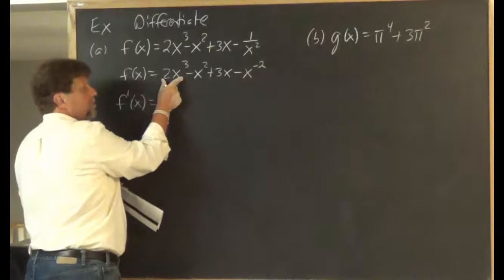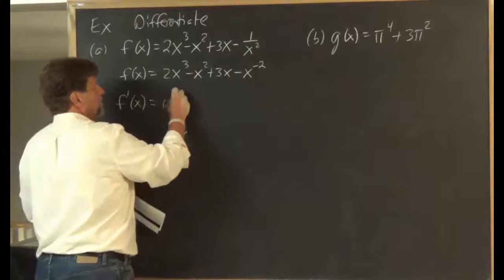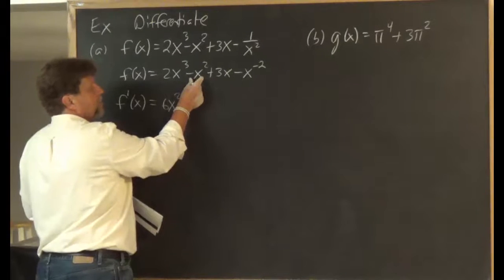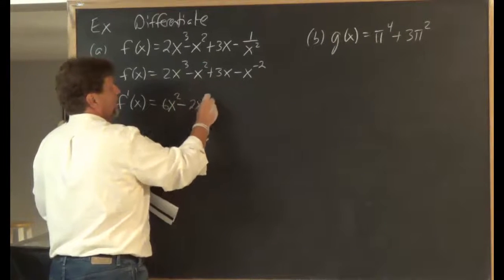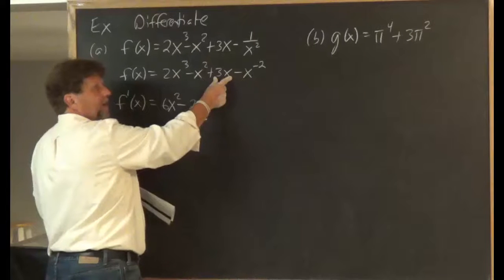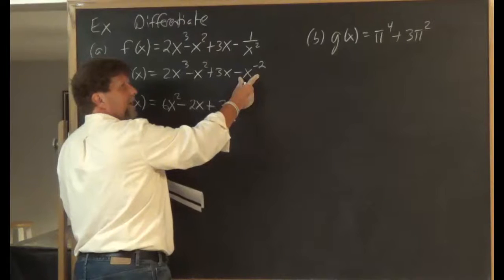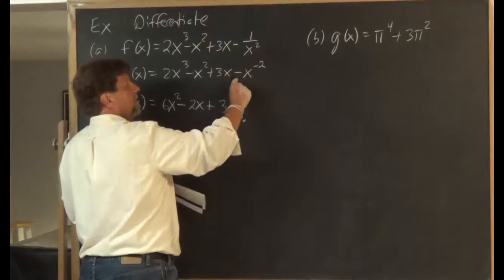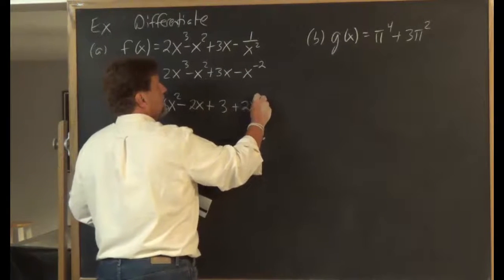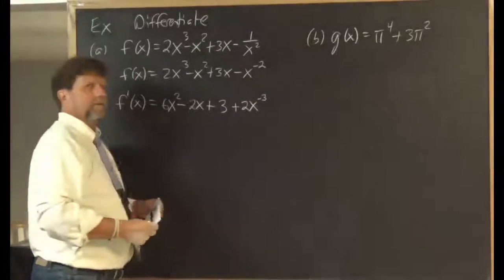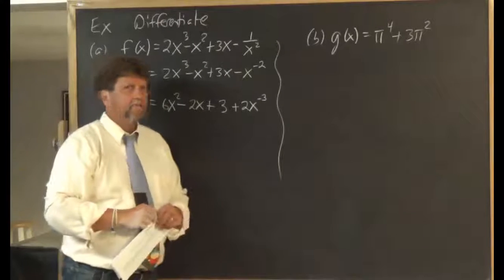So the derivative of 2x cubed, well, that's 6x squared, minus the derivative of x squared, which is 2x, plus the derivative of 3x, well, that's 3. And then the derivative of x to the negative second. So the negative 2 comes out front, so we'd have minus negative, so that's plus 2x to the negative third. That's as far as I'm going to go on that.